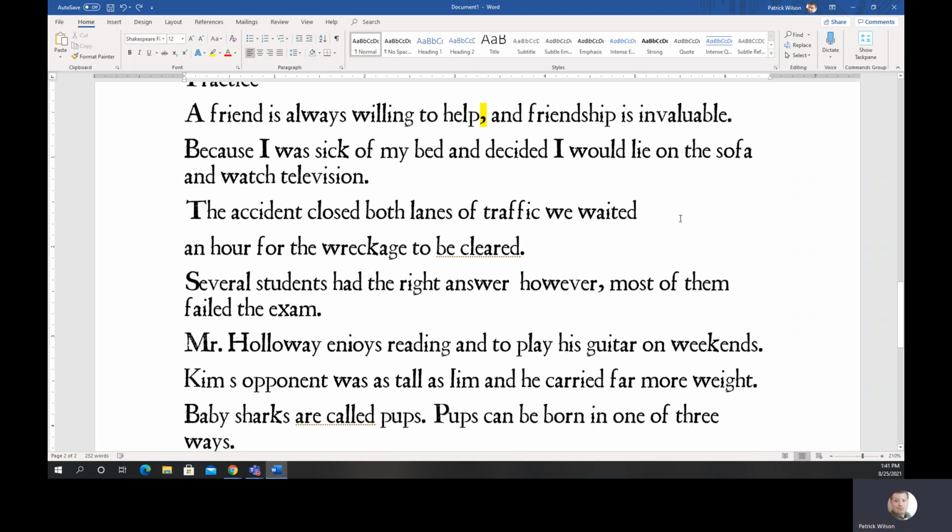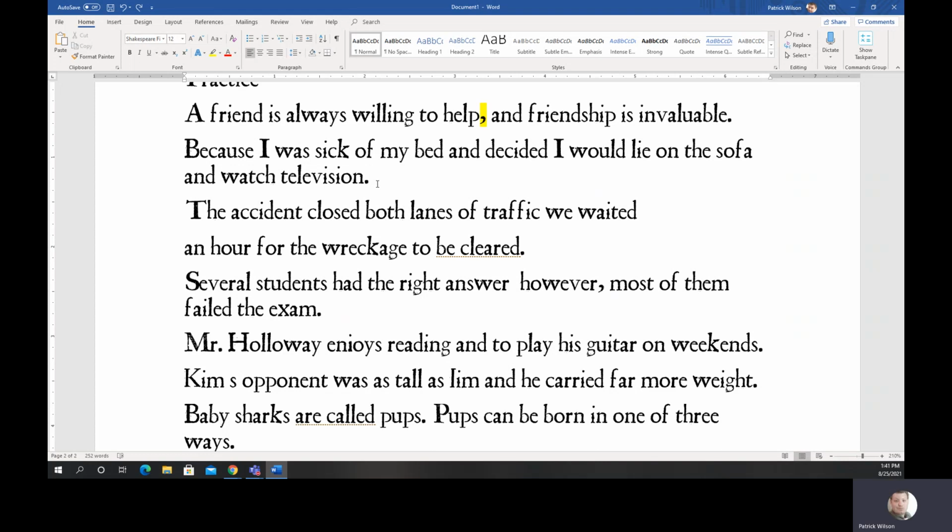If we look at our next sentence, because I was sick on my bed and I decided I would lie on the sofa and watch television. Here we have a classic example of a fragment, because we're beginning with a conjunctive adverb here with because. The deal is this is a dependent clause, which a lot of times when you hear the word dependent, it means it's a fragment. So we need an independent clause or a complete sentence to really complete this entire thought process that's going on in this sentence.